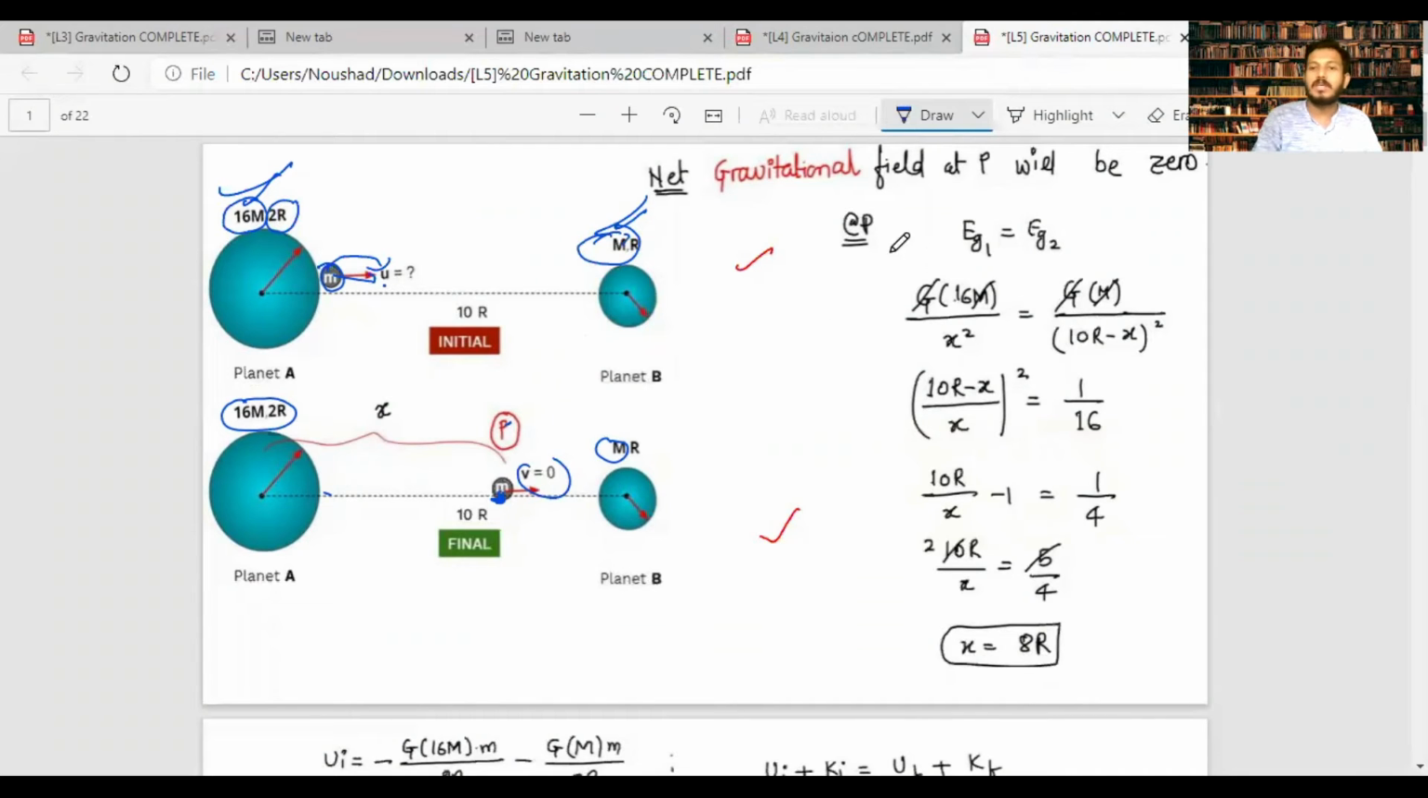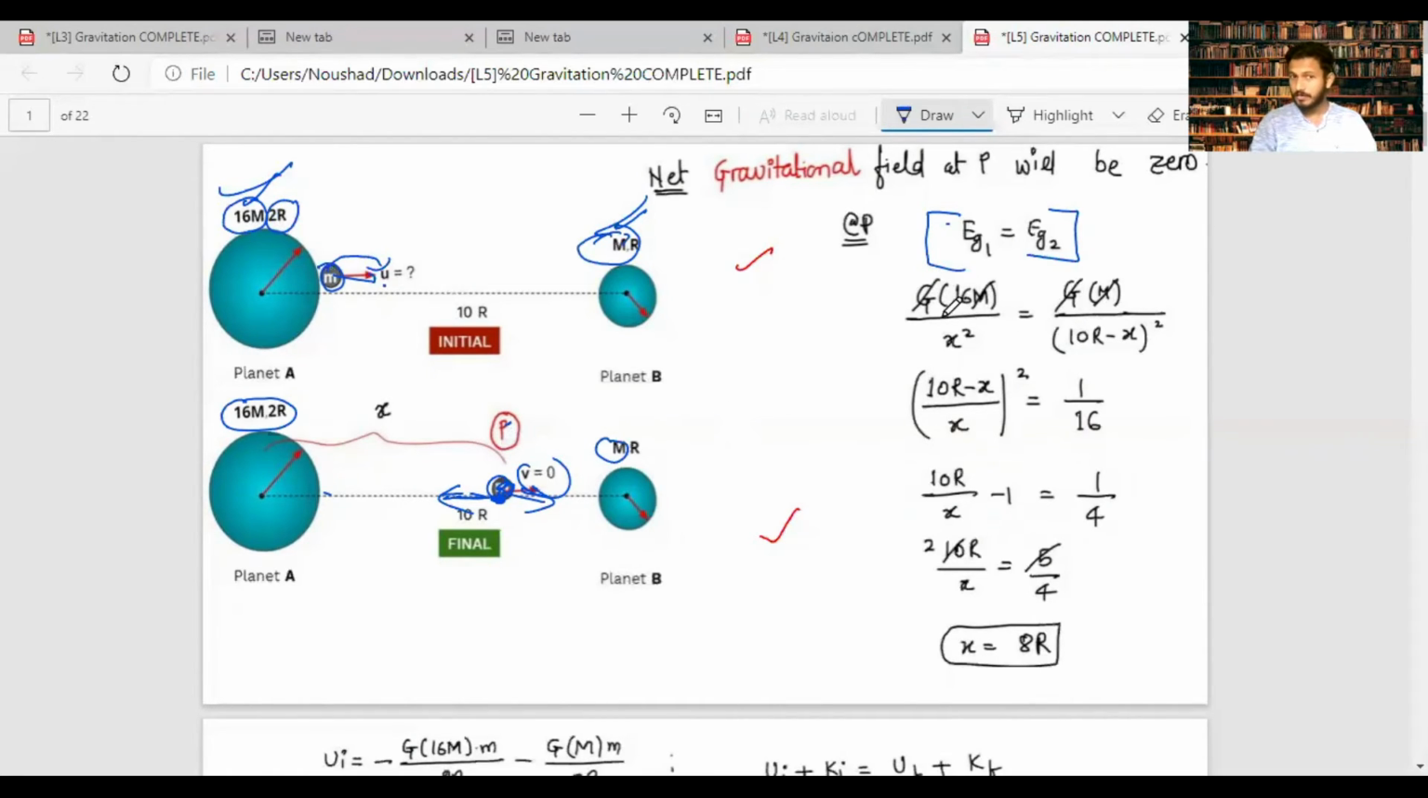That means Eg1 and Eg2 are the same. What does it mean? The gravitational field intensities at that point are the same, because this body attracts towards this direction and this one attracts towards the other direction, so it is 0. The attraction by the first body and the attraction by the second body are the same. What does it mean that the attraction is the same? Their intensities are the same. At that point, their gravitational intensities are the same.